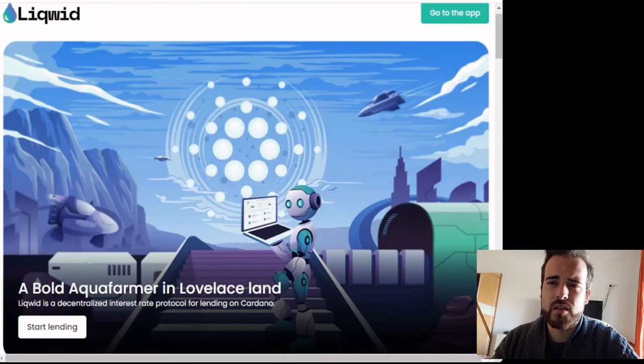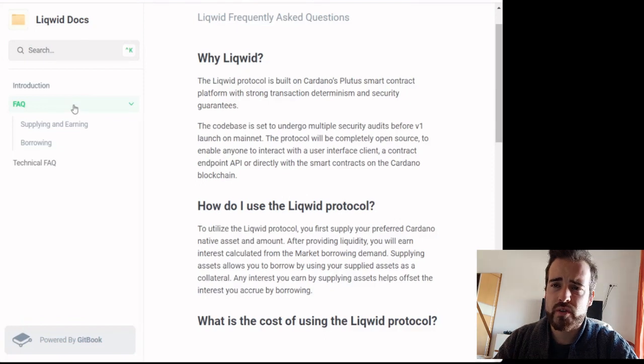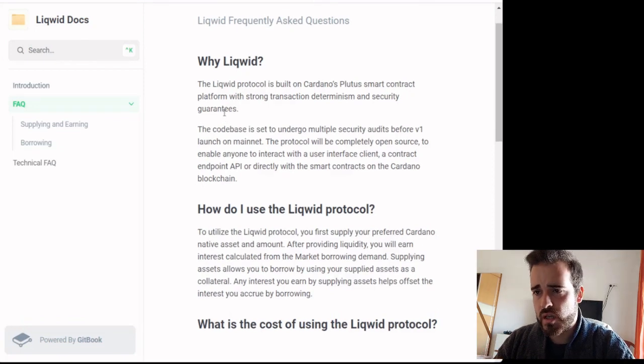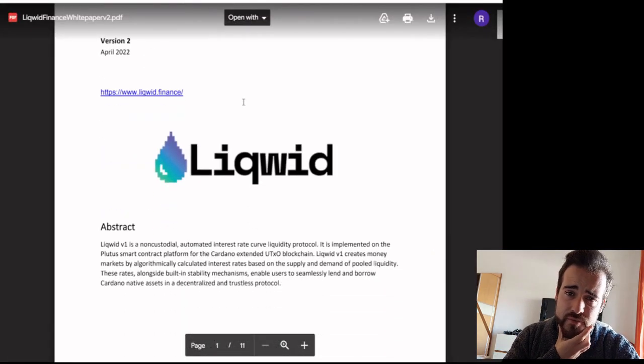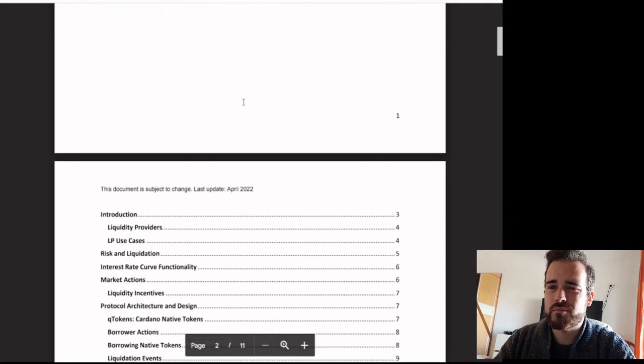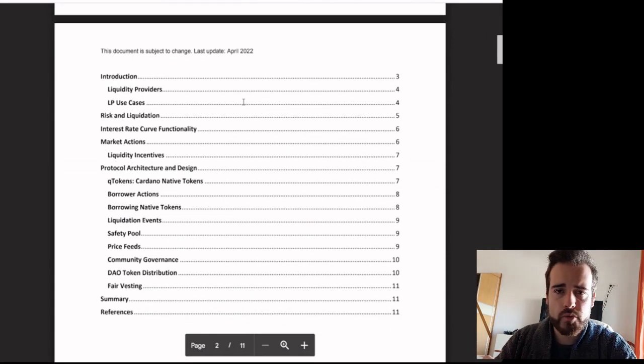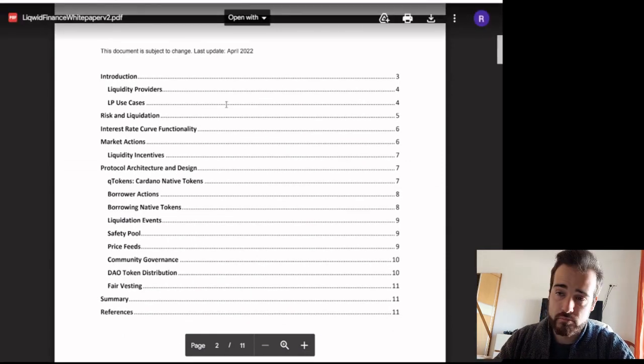So let's go back here into Liqwid and take a look at the FAQs. I think this part of the Liqwid docs is very relevant and very simple for people to use if they want to learn more about the Liqwid protocol. Of course, you also have the Liqwid white paper that is super important and that you should definitely dive deeper into. But I think this is a simpler way to show you the information that is valuable.